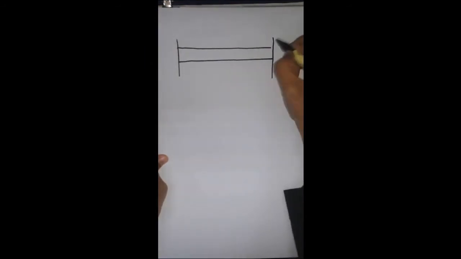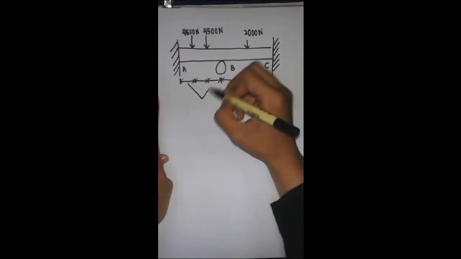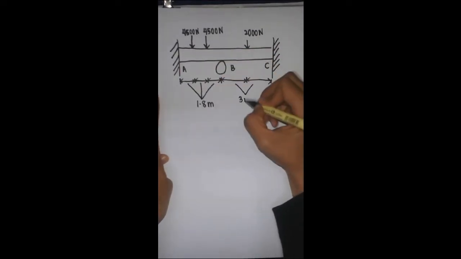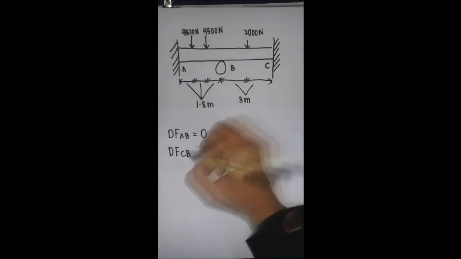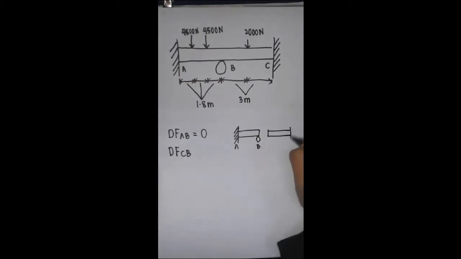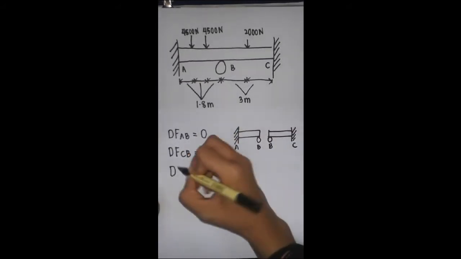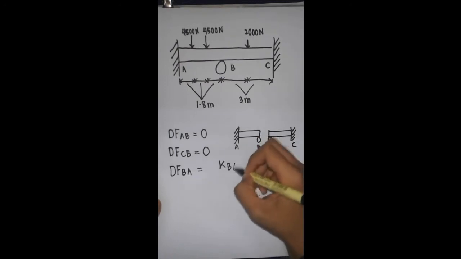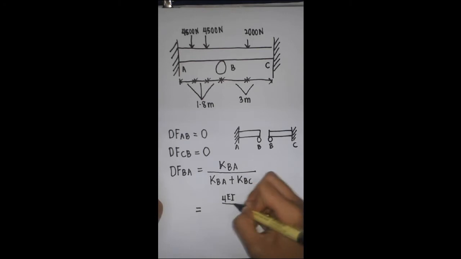The figure shows that there are three loadings on the joints A, B and C. For member AB there are two loadings, but for member BC there is only one loading. First of all, we must find the distribution factor for every member. In this case, we have 4 members. The distribution factor at AB and CB is 0 because they are supported at the fixed wall. And for the distribution factors BA and BC, we consider they have a value.